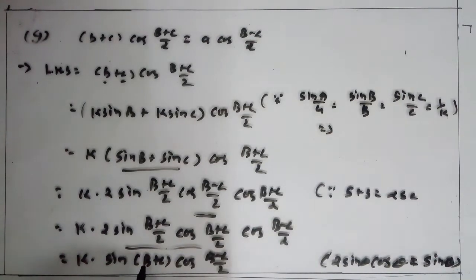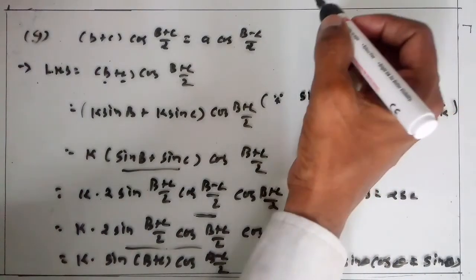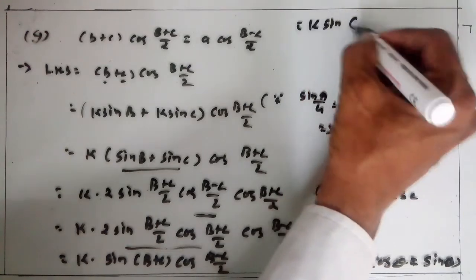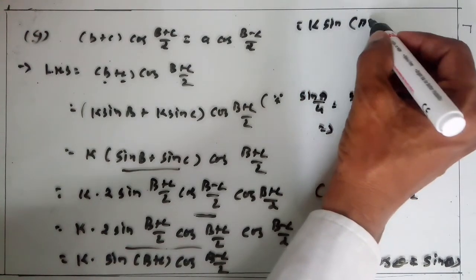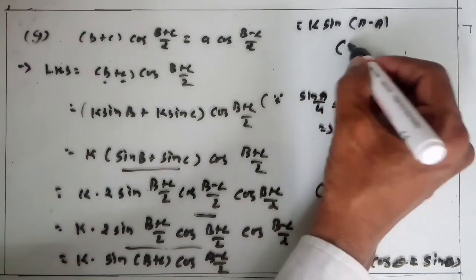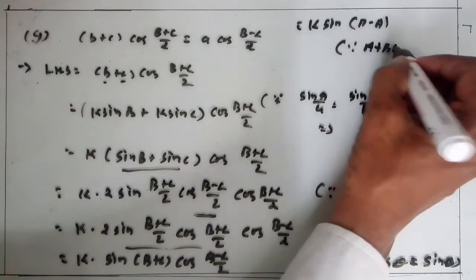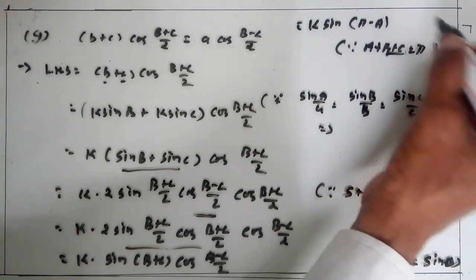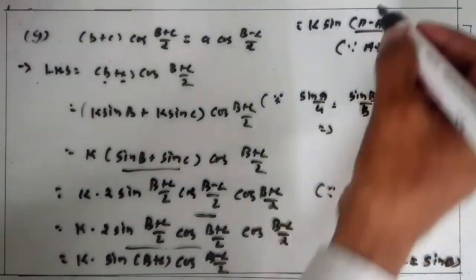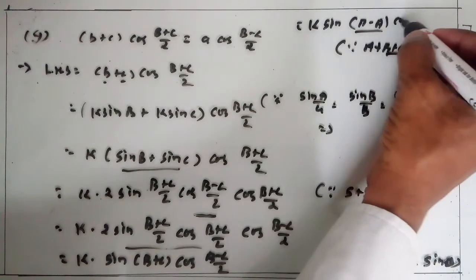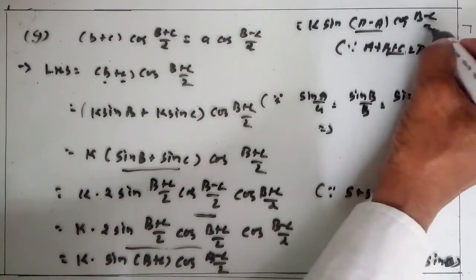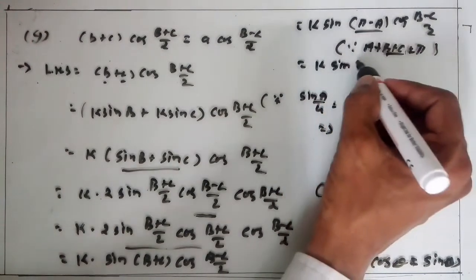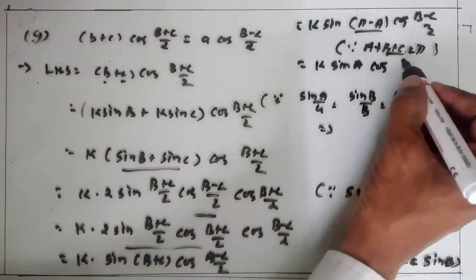Now in triangle ABC, A plus B plus C is equal to π. So k into sin(B + C), where B + C is equal to π minus A, because you know that A + B + C is equal to π. Clear? So B + C is equal to π minus A. So replace B + C by π − A into cos((B − C)/2). Clear this? So it is equal to k sin(π − A), which is sin A, into cos((B − C)/2).